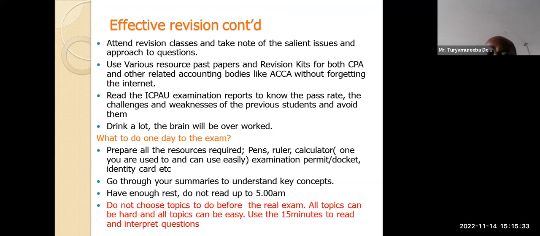Go through your summaries to understand key concepts. For the QT students, I really don't expect somebody to be calculating much on the day before the exam. My request is that the day before, you have summaries, you are in definitions, you are in explanations, you are in key concepts, you are in arrangements to make sure that what you are going to do the following day will not be a challenge. Some people want to have sleepless nights calculating, and when they reach there, they can't define anything. Have enough rest. Do not read up to 5, like I have said. And then on the following day, you are in confusion.